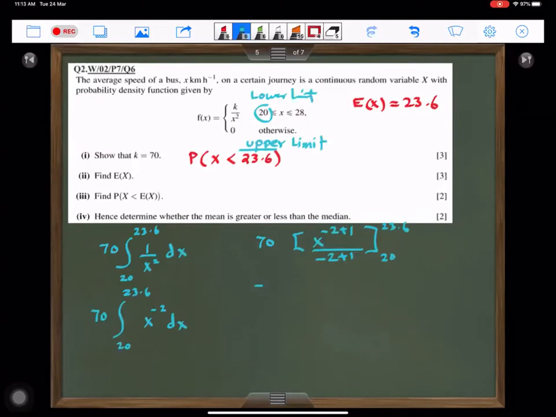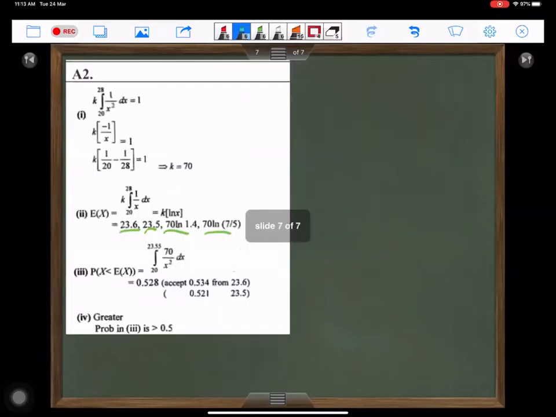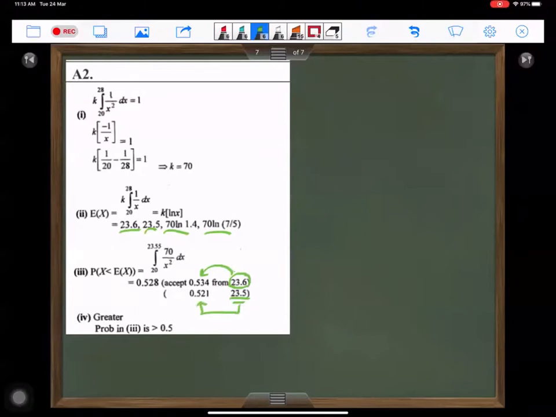So therefore, this is minus 70, 1 over x, 20 is down still, 23.6 is up, 70 becomes positive, and limits, and 20 goes up, 23.6 goes down, 1 over x, and now you use a calculator, and let's see what answer we get. We get the answer 0.528, except, look at the different possibilities. If someone has used 23.6, accept 0.534. If someone has used 23.5, accept 0.521. So let's just write down 0.528, whatever the answer is.